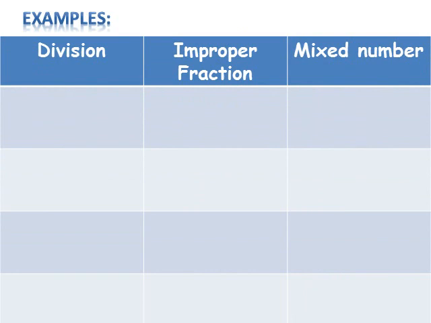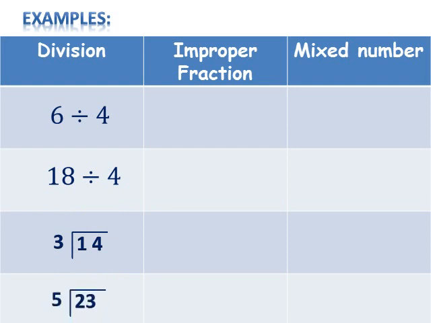Okay, let's try some examples. So I have here a list of 4 examples, and let's change them into improper fractions and mixed numbers. Alright, let's try 6 divided by 4. Okay, let me just list all the problems first. 18 divided by 4, 14 divided by 3, and 23 divided by 5.